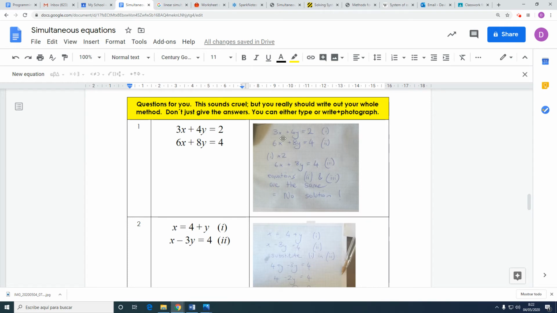So 3x times 2 is 6x, 4y times 2 is 8y, and 2 times 2 is 4. And then we think to ourselves, well, that's the same as that. And when you get two equations that are precisely the same, there's no solution. Let me explain why.